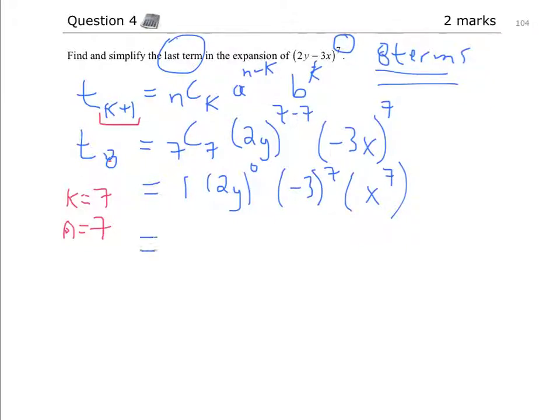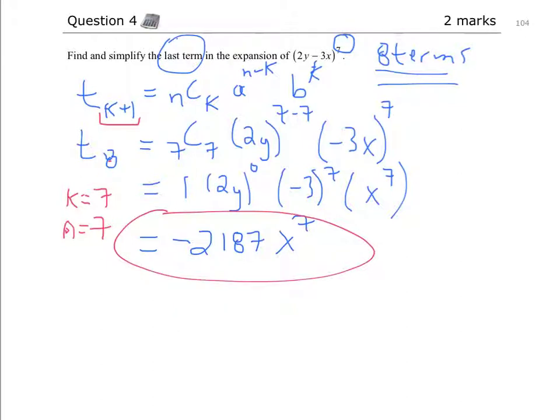So continuing on, 1 we don't really need to write. (2y)^0 is 1 as well. Anything raised to the 0 is 1. Negative 3 to the power of 7 is going to be a negative number because it's an odd exponent. So that's negative 2,187. You'd use your calculator for that. And then finally we get x^7. And that is the correct answer.